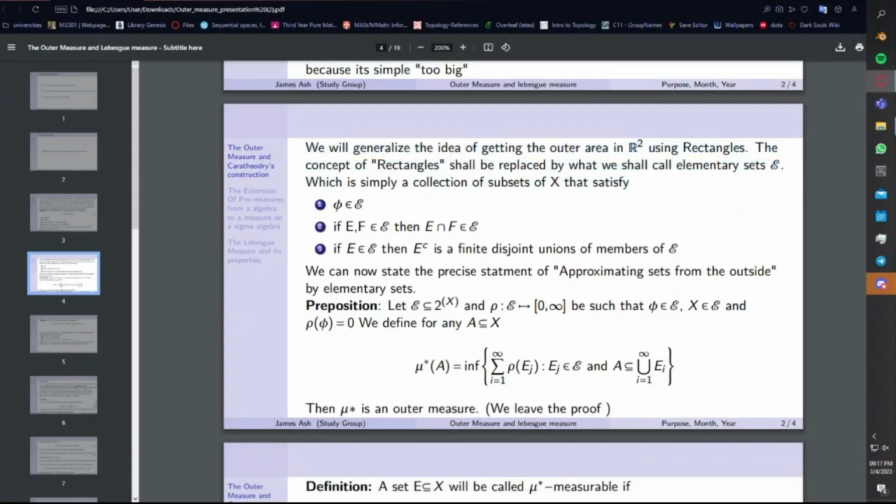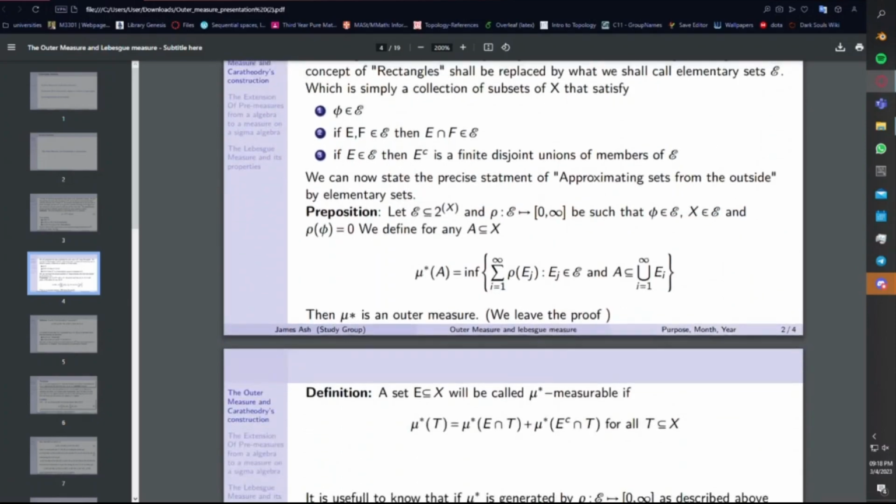Okay, so as I was saying, we need an idea to replace rectangles or things we know the measurement of. So instead of taking rectangles, we take what we call elementary sets, and those sets have to satisfy these properties. They have to include the empty set. Some books even include that the whole space has to be in it, although it's not necessary because there's a way for you to always cover any set. If two sets are elementary sets, their intersection has to be an elementary set, and the complement has to be a finite disjoint union of members of E.